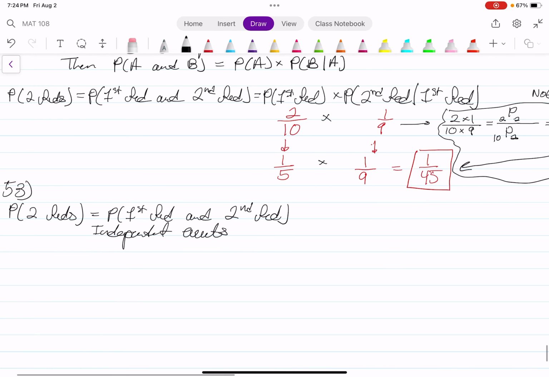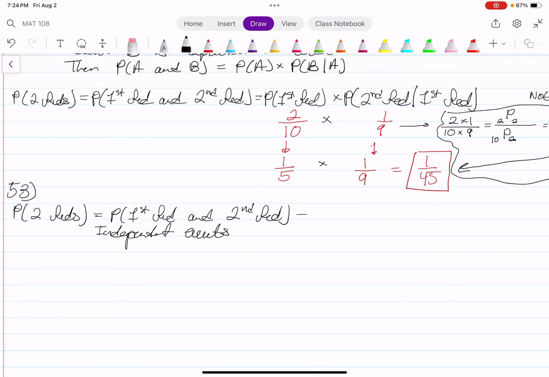And we already discussed independent events in the last video. So it's going to equal the probability that the first is red times the probability that the second is red. But because it's independent, you do not need the condition that the first one may or may not be red.